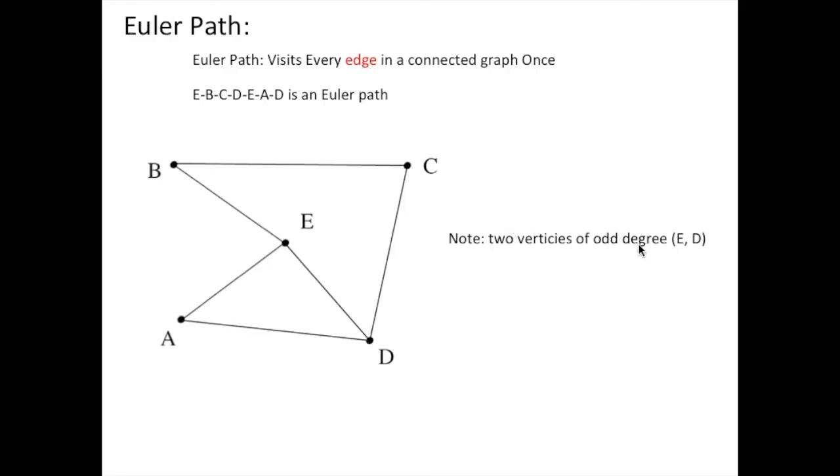Note, 2 vertices are odd, E and D. E has 3 edges that go to it. The degree of vertex E is 3. The degree of vertex D is 3 as well. Okay, and notice we started with E and ended on D. This graph has an Euler path.